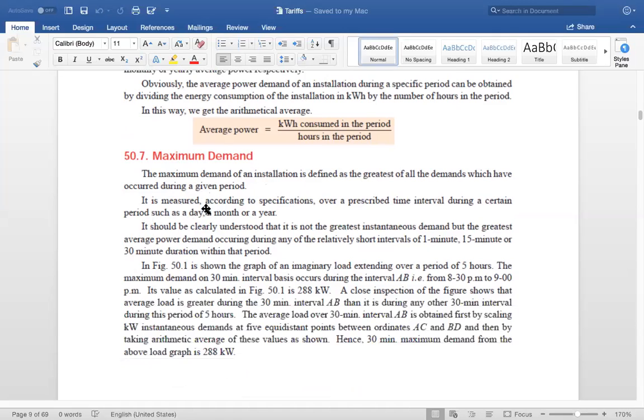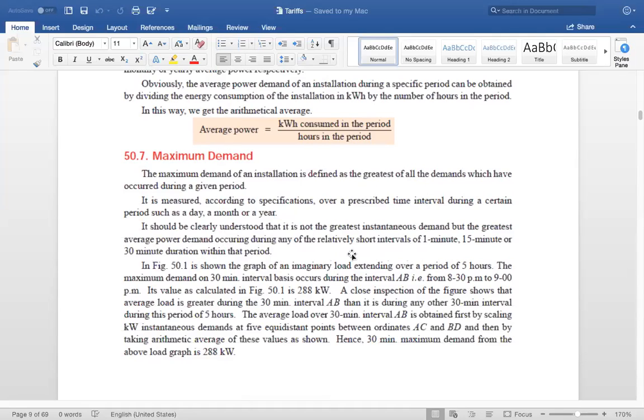It should be clearly understood that this is not the greatest instantaneous demand, but the greatest average power demand occurring in any of the relatively short intervals of 1 minute, 15 minutes, or 30 minutes duration of that period. Now you will see with this, even if your maximum demand for that 1 minute is over a certain period, you are going to pay for that whole period the biggest amount of that one that you've created.